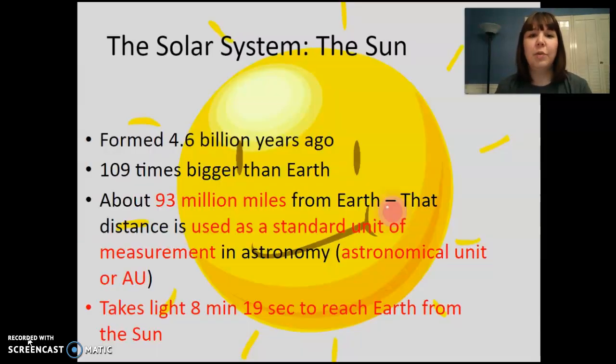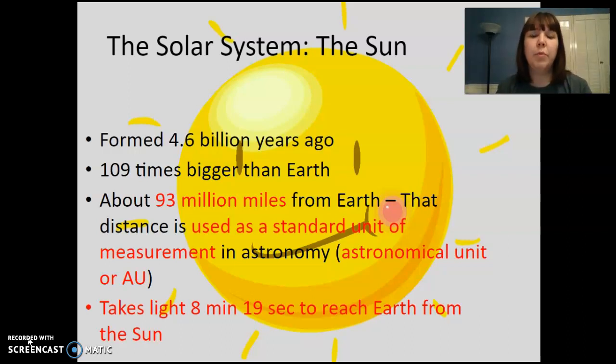So we're going to start with just a general introduction. There's so much you could learn about the sun if you want to dig deeper, but I'm going to do just a very basic skim over what it is and how it works and let you dive in and discover more on your own. So here's what we know.